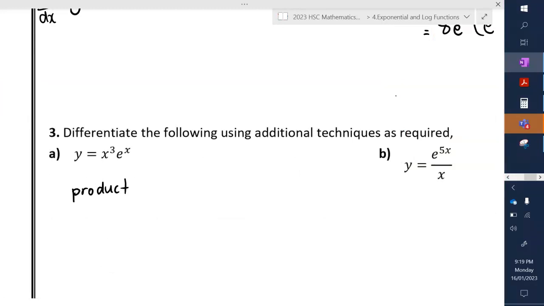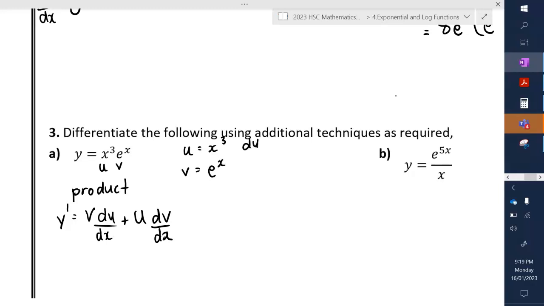So the product rule says that when we're finding y dash, it's going to be v du dx plus u dv dx. And what that means is our two functions times together, the first one we'll call u, the second one we'll call v. So I will let u be equal to x to the power of 3, and I will let v be equal to e to the x. So then we need to differentiate each part. So du dx then will become 3x squared, and dv dx will become 6x.